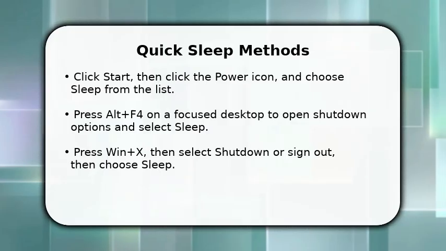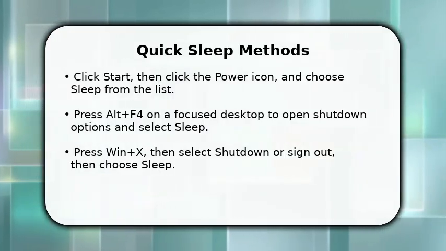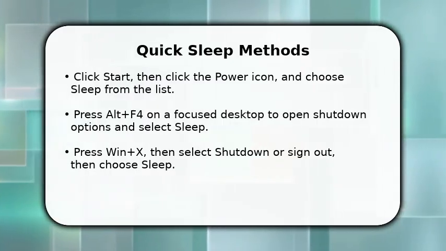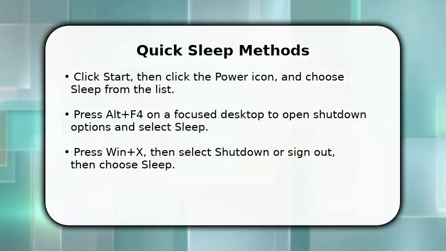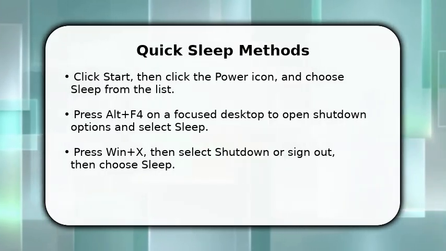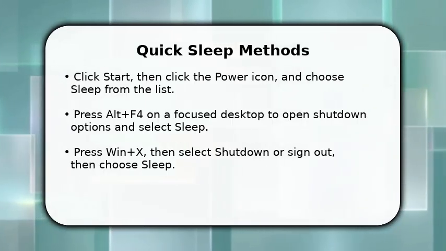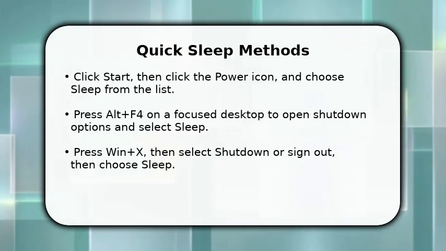To put your Windows 11 PC to sleep, quickly use the Start menu method. Click Start, then click the power icon and choose Sleep from the list. You can also press Alt plus F4 on a focused desktop to open shutdown options and select Sleep. Another quick option is pressing Win plus X, then select Shutdown or Sign Out, then choose Sleep.